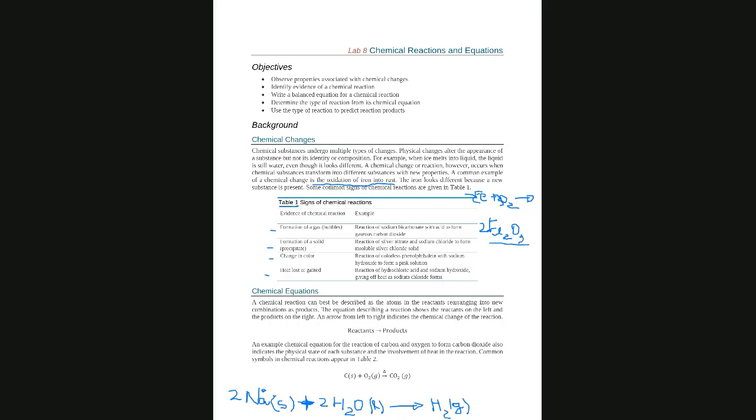hydrogen plus 2 moles of sodium hydroxide, that is aqueous. Aqueous means it's a solid dissolved in water. Aqueous means it's in water. The solvent is water. So this is what chemical equations are. It's the way we represent a chemical reaction. So we need to learn all this.